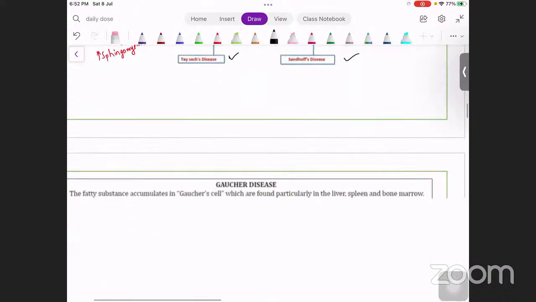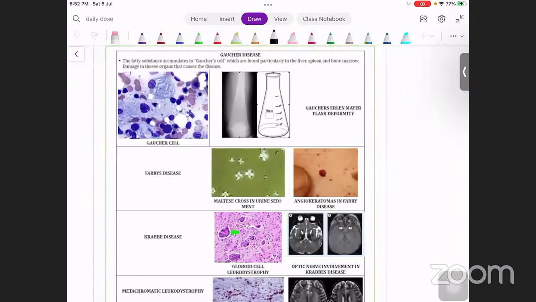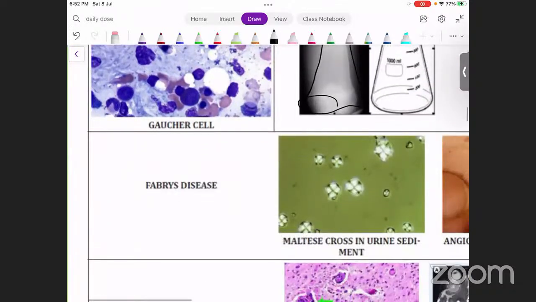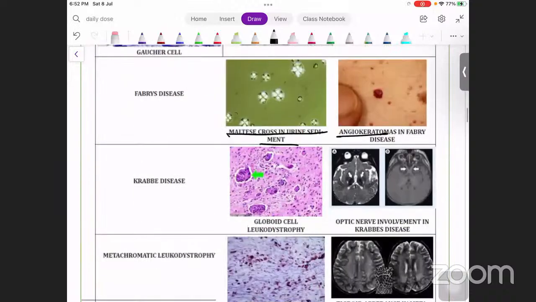Okay, so now these are the important images related to that. We see that there is a Gaucher cell, which is showing the wrinkled paper or crumpled paper appearance here. And then you see there is an Erlenmeyer flask deformity. And then you have the Fabry cells, where you see the Maltese cross in the urine sediment and you see the angiokeratomas. And in Krabbe's, you see the globoid cell and you see the optic nerve involvement.